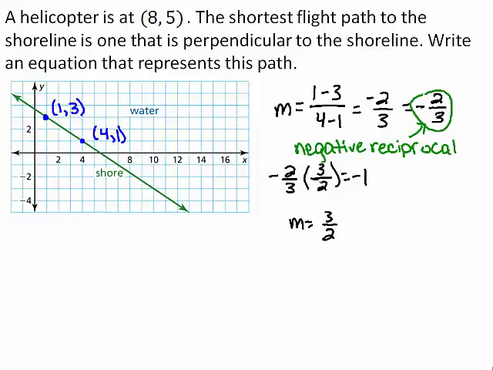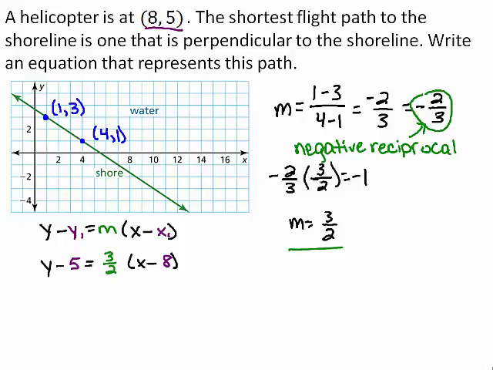Use the slope m equals 3/2 and the point-slope form to write an equation of the shortest flight path that passes through (8, 5). Substituting 3/2 for m, 8 for x1, and 5 for y1, you get y minus 5 equals 3/2 times the quantity x minus 8.